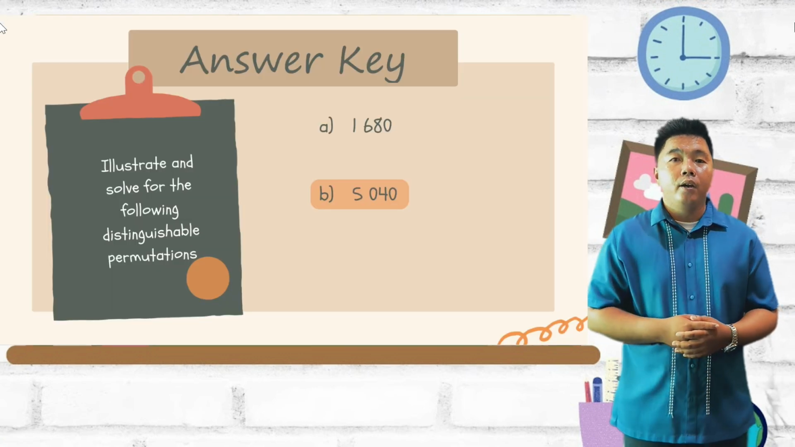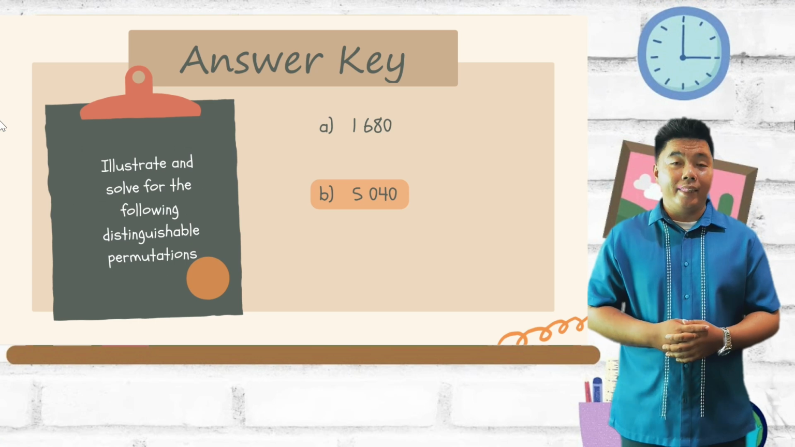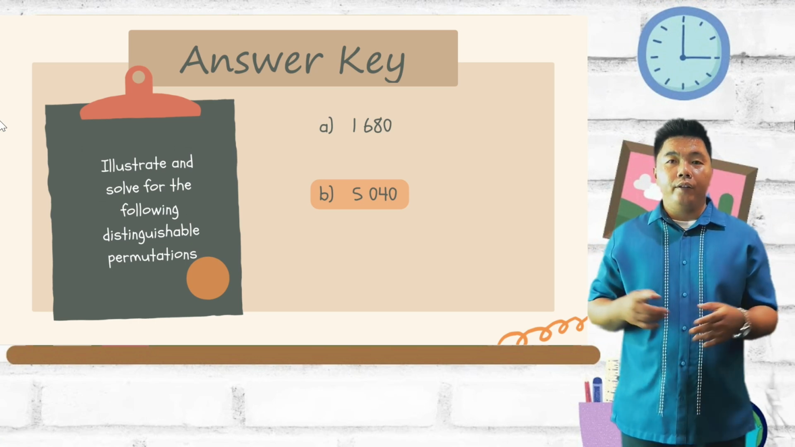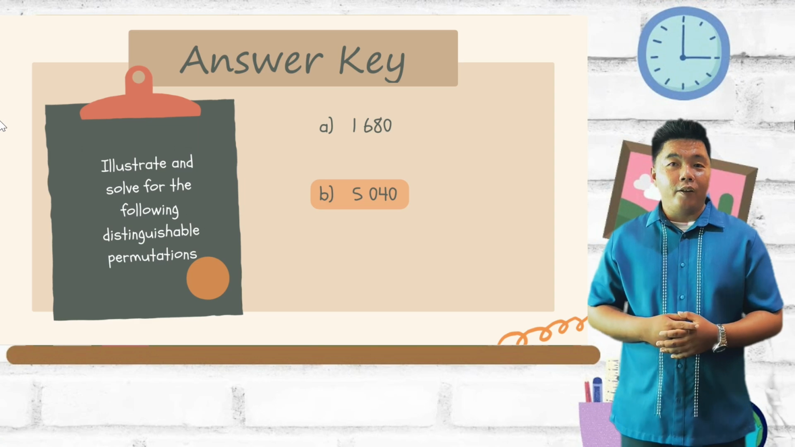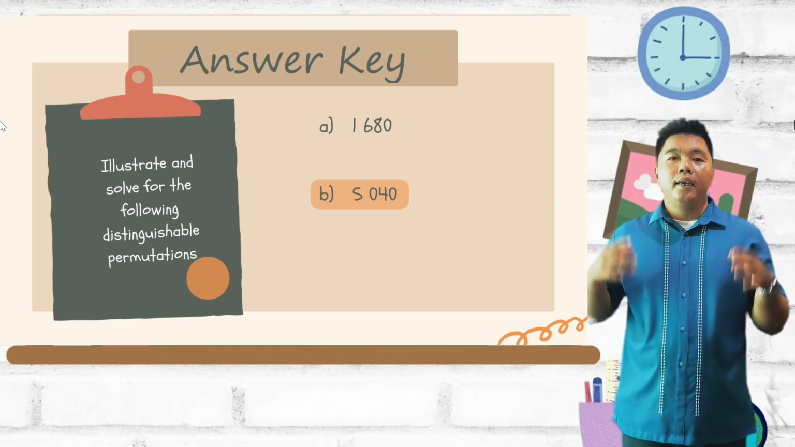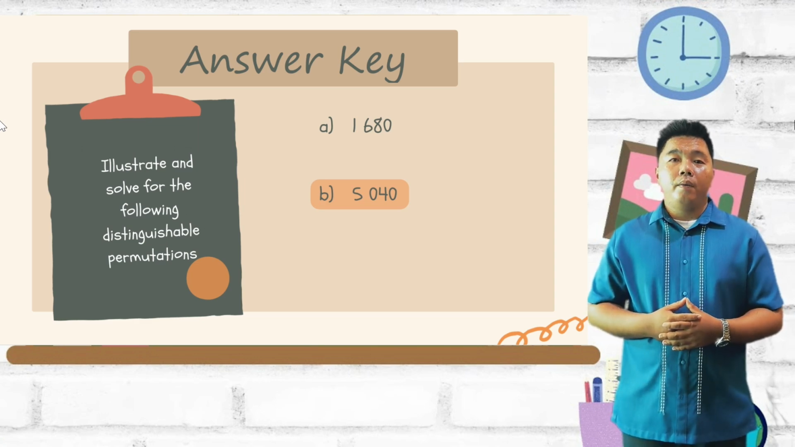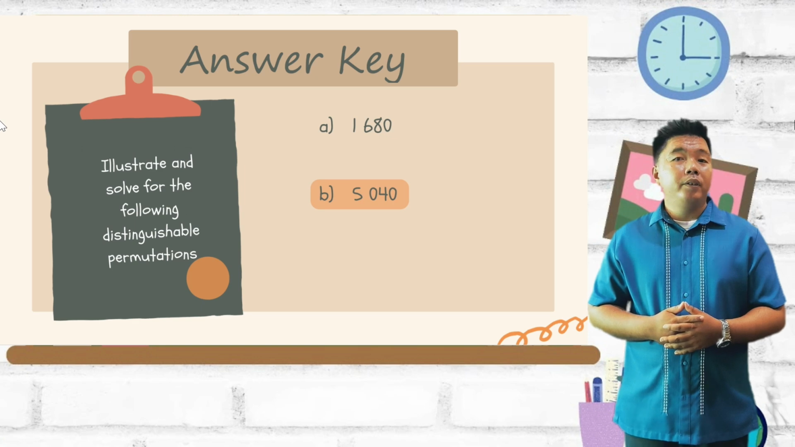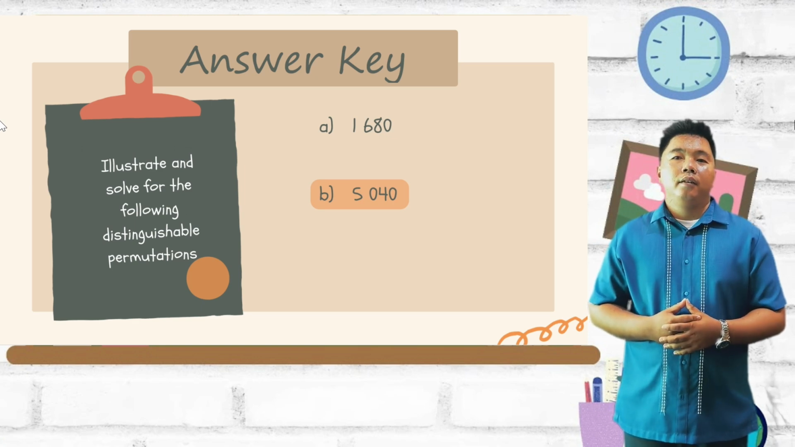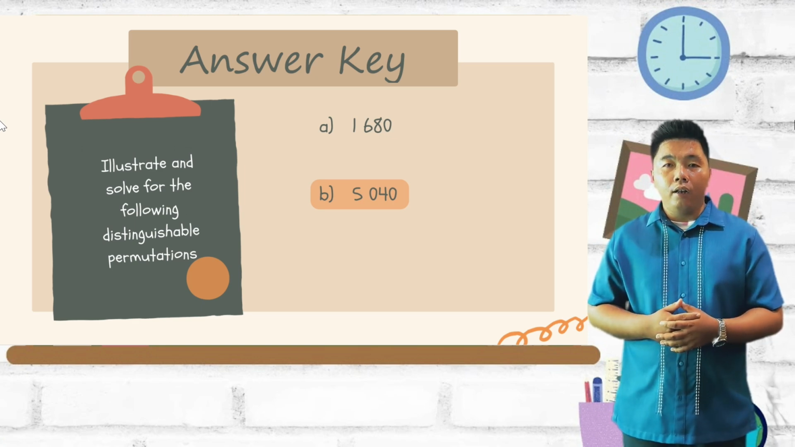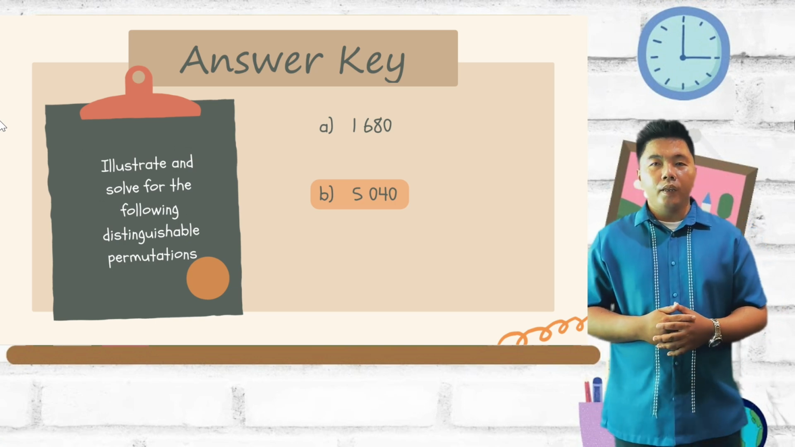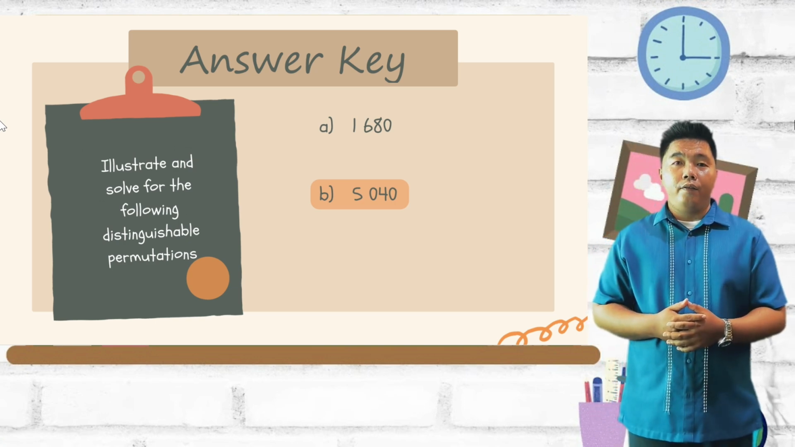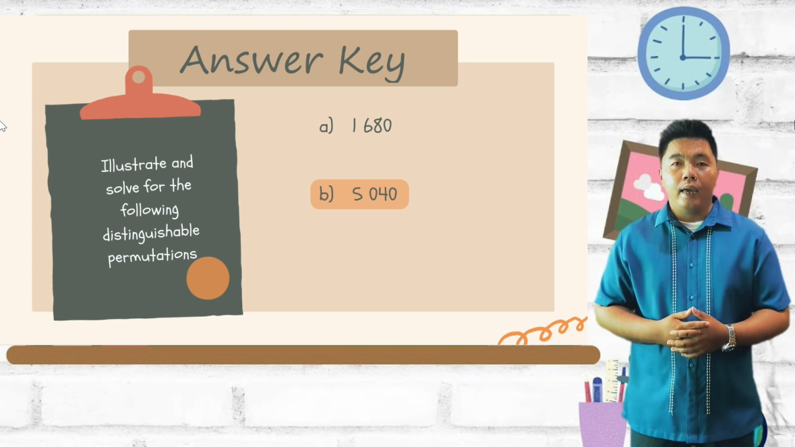These are the answers. For letter A, we have 1,680. Very good if you got the correct answer. For letter B, the answer is 5,040. Excellent. Those are the answers to the questions from the previous slide. Very good if you got all correct answers. Congratulations if you answered all questions correctly.